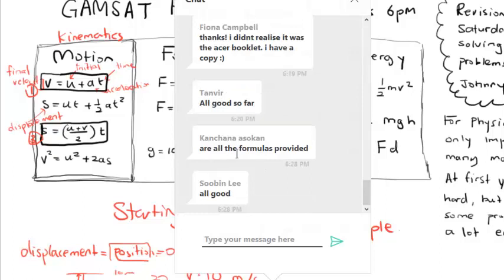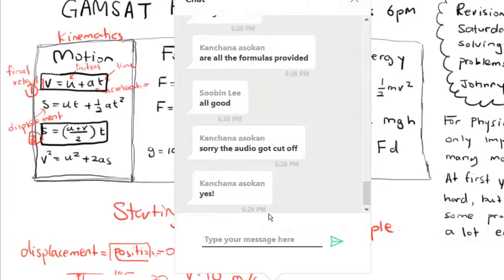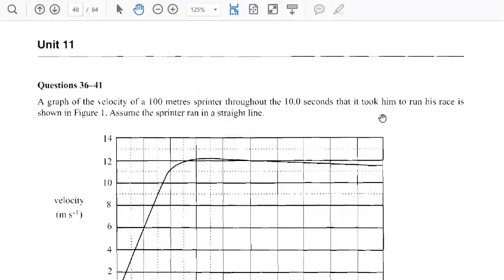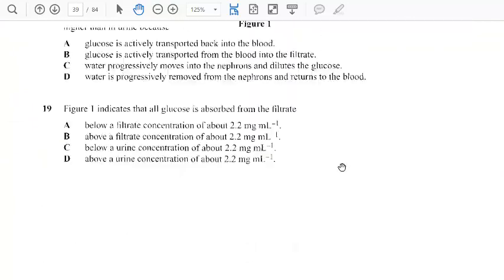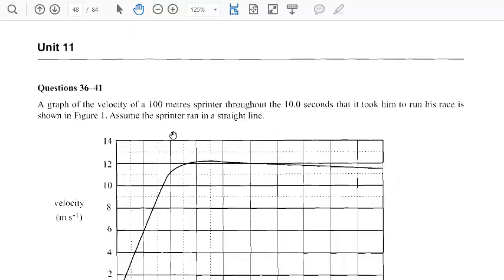So Kanchana asked me, are all the formulas provided? What do you mean by that? Are you asking if the GAMSAT exam provides these formulas? Are you asking me if these formulas are provided by GAMSAT when you actually sit the test? Yeah, they do. As you can see, this is a GAMSAT problem. This is by official Acer, I think. Yeah, it's by Acer. It was question 36 or something. You can see that it's provided here, right?